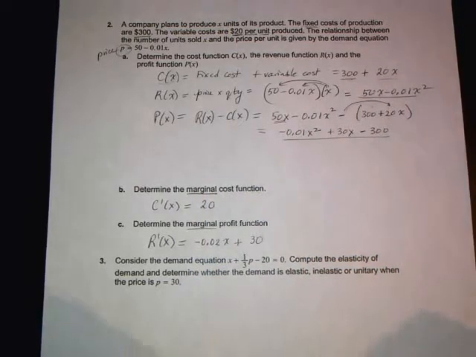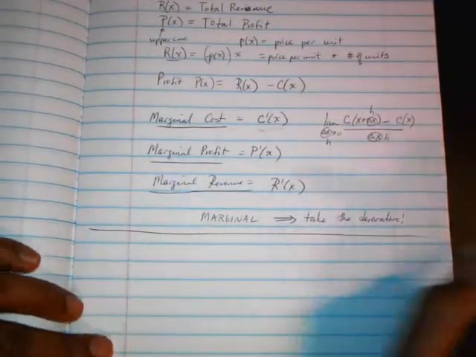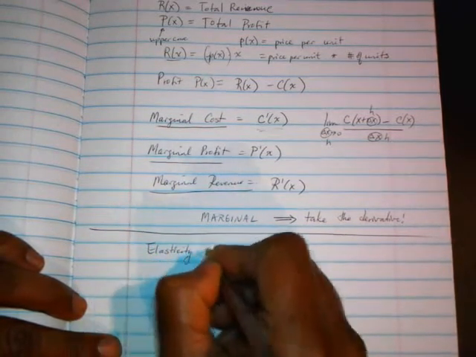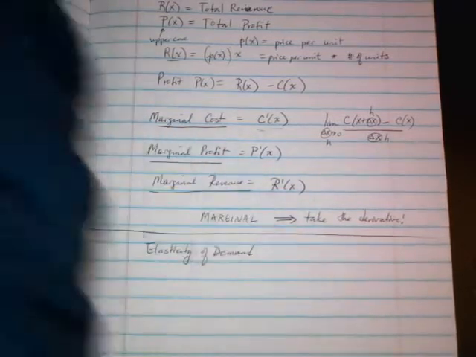For the next question, we're going to go back to our lecture notes and discuss what this is talking about. The topic here is elasticity of demand. Okay, so elasticity of demand is something else that you see in economics, and I'm going to direct you to a certain page in your textbook for this.